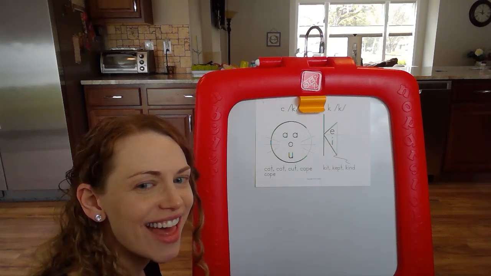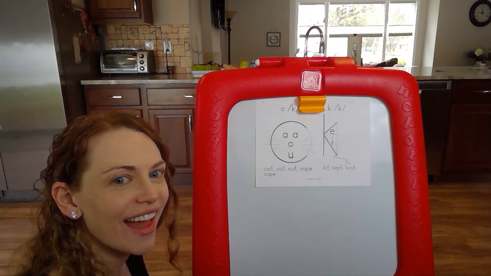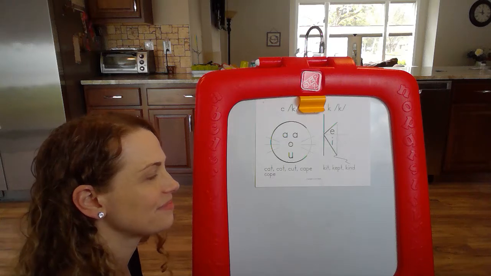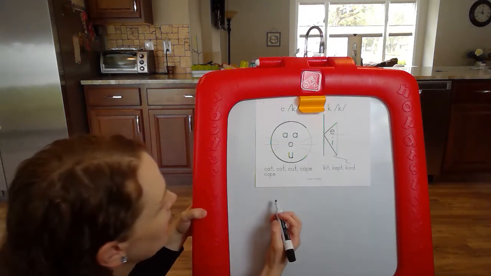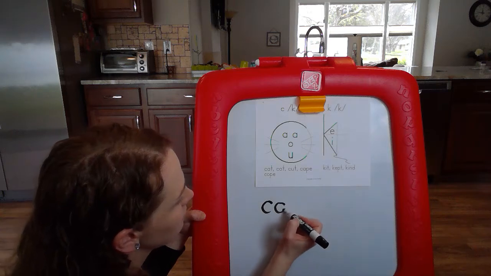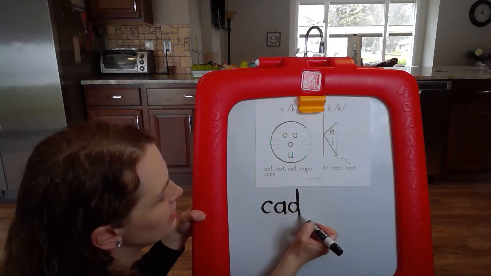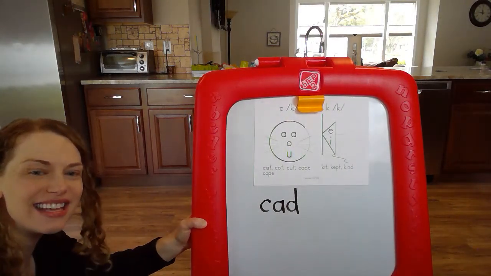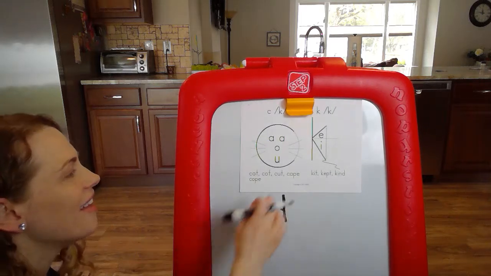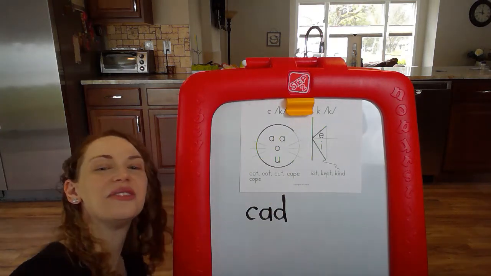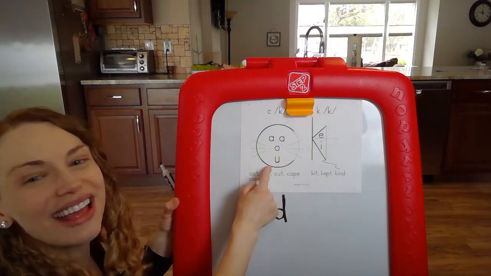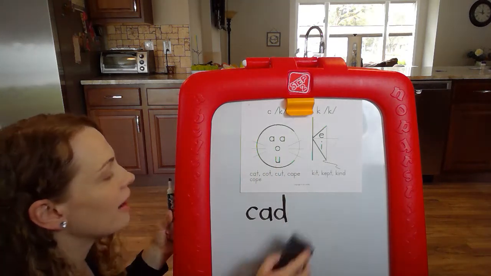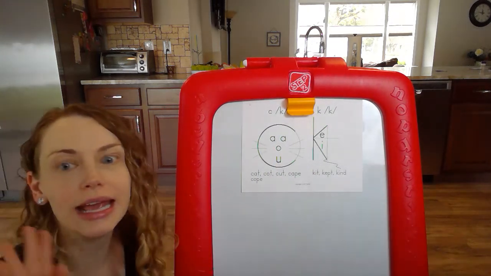Which letter goes with the A for air? Do you see it? Okay, go ahead and write CAD. Hit pause if you need more time. Then you can check it with mine. CAD. Did you start with a C? How did you know to start with a C? Because it has the letter A. Do the rhyme with me. C takes A-O-N-U. K takes the other two, E-I. Good job.